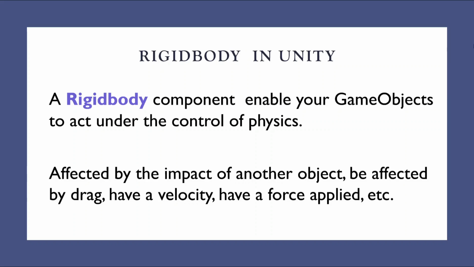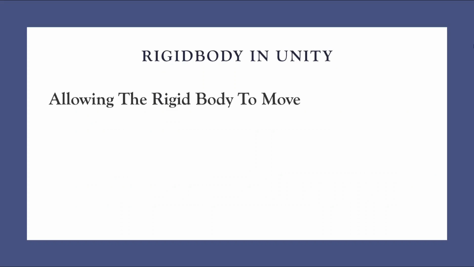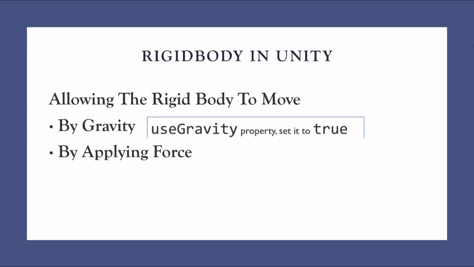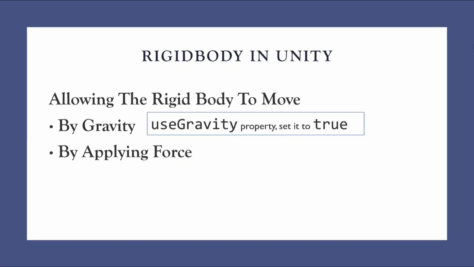Now, how will they be affected? They will be affected by velocity, by force, or by drag effect. Multiple options are there to work with. So in Unity we can allow the rigid body to move by gravity or by applying force. If you want to go with the first option, by gravity, then you need to use the use gravity property that will be available in your inspector window. You need to set that to true, where according to gravitational force your objects will move.